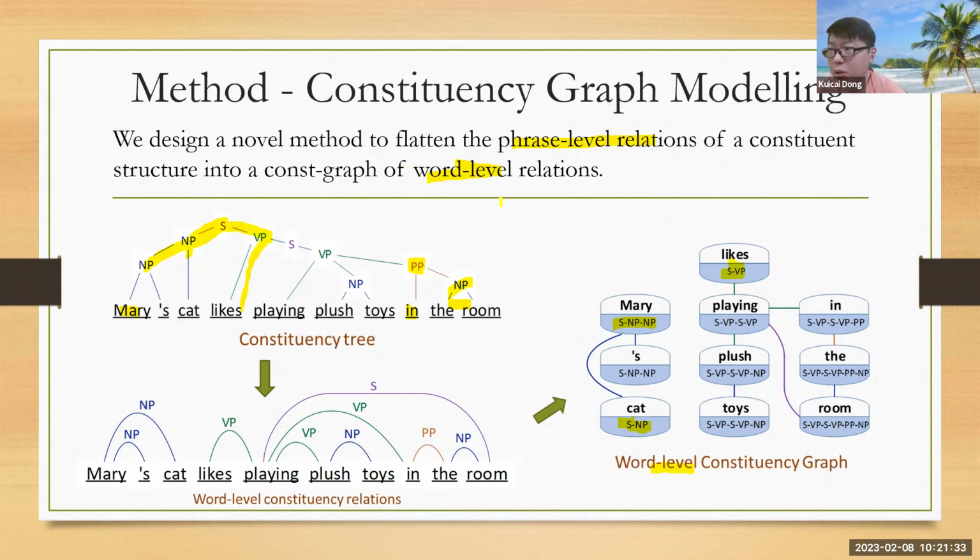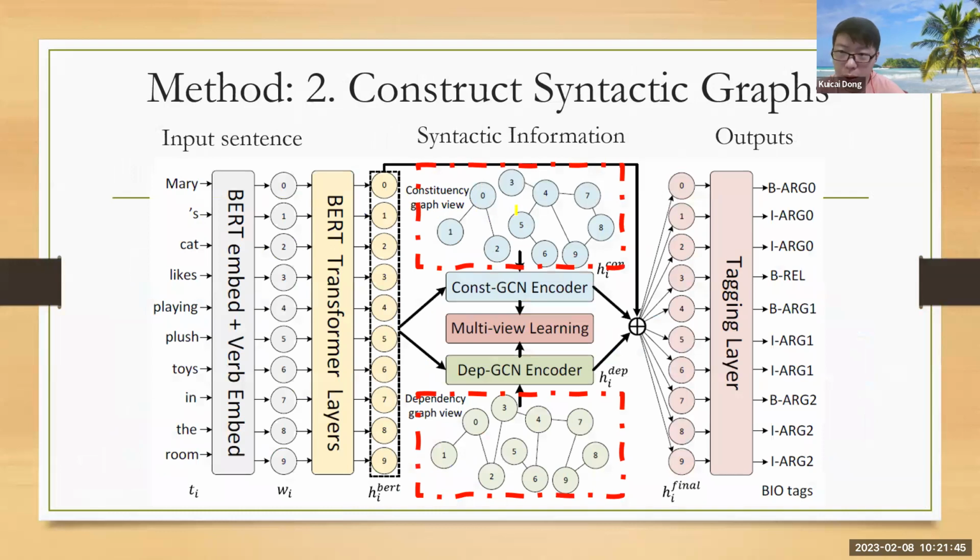This conversion strategy is based on some heuristic rules, based on our experiments. By this kind of conversion, we can have a constituency graph and we can have a dependency graph, which can be easily encoded with graph neural networks.